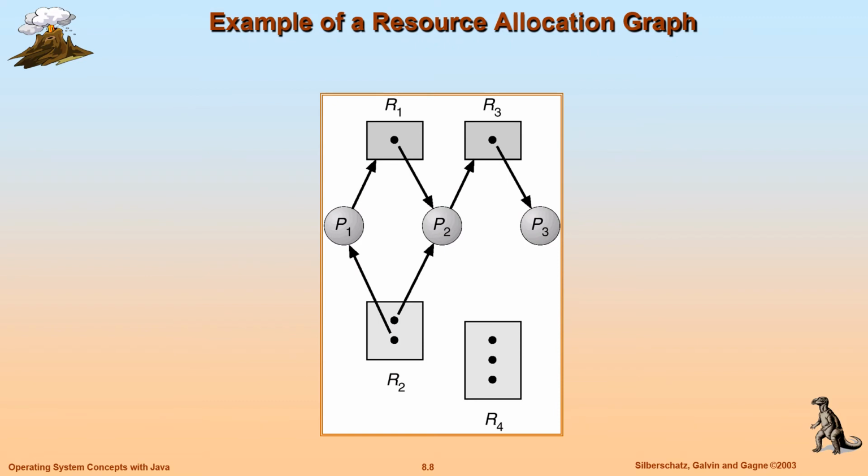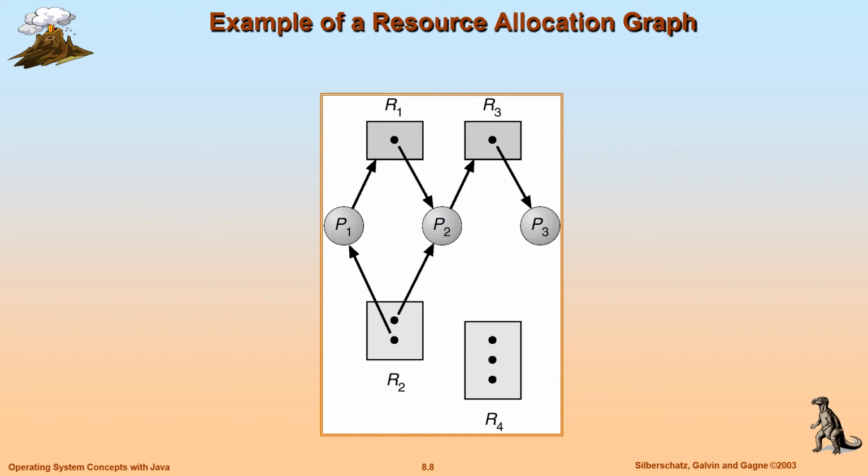Example of a resource allocation graph. Let us see here. P1 wants R1. R1 has only one resource, so P1 wants that R1 resource. But R1 is right now with the P2 process. Now P2 wants the R3 resource, but right now R3 is with P3.